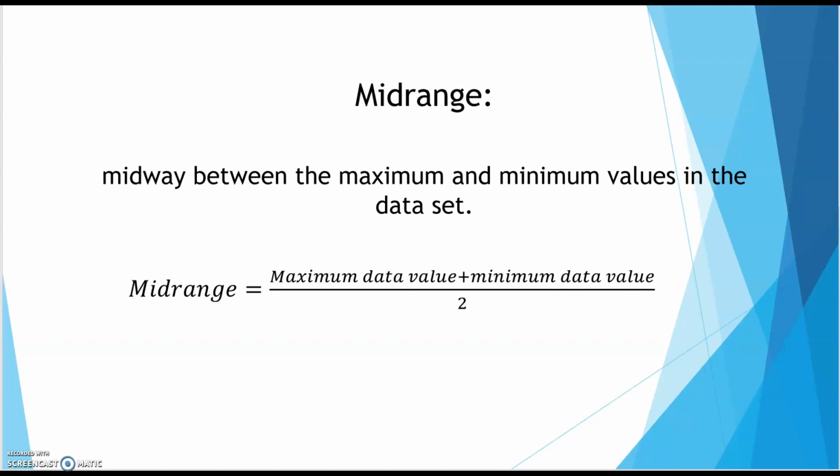It's something called the mid-range. It's a really simple formula. All you have to do is take the max plus the min and then divide by 2. It's midway between the max and the min data values.